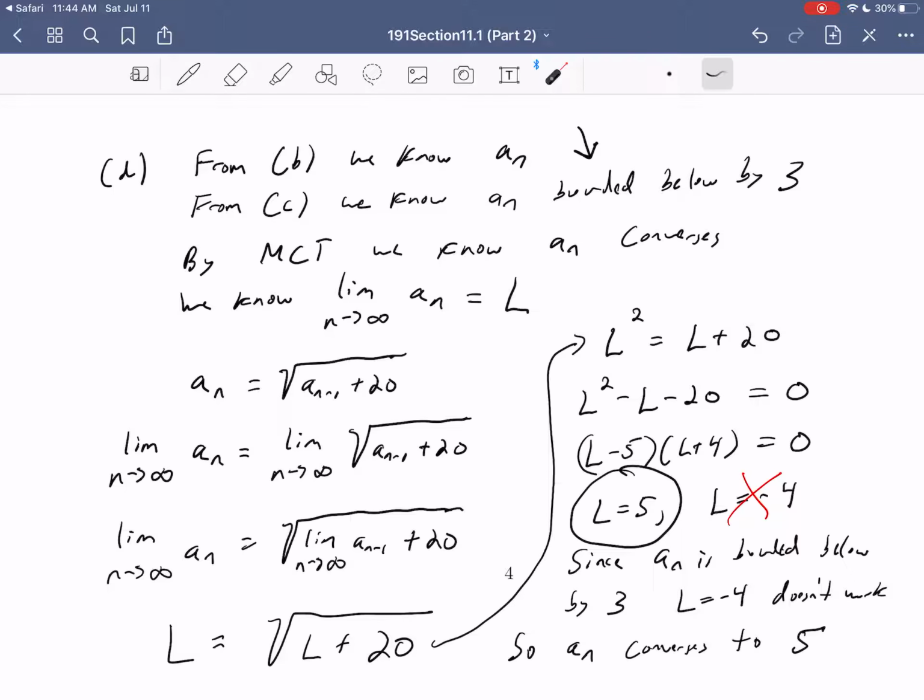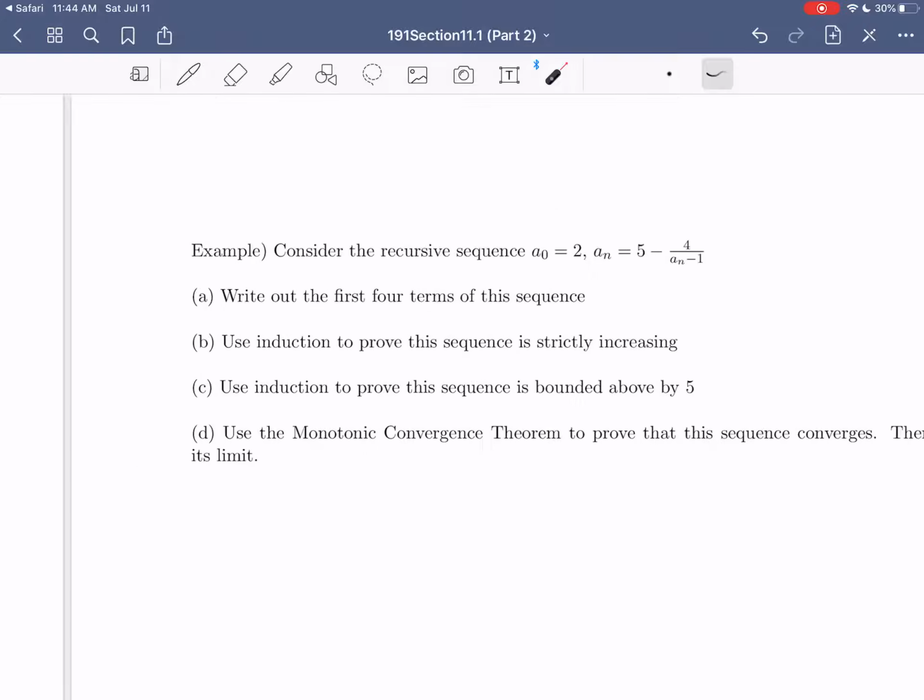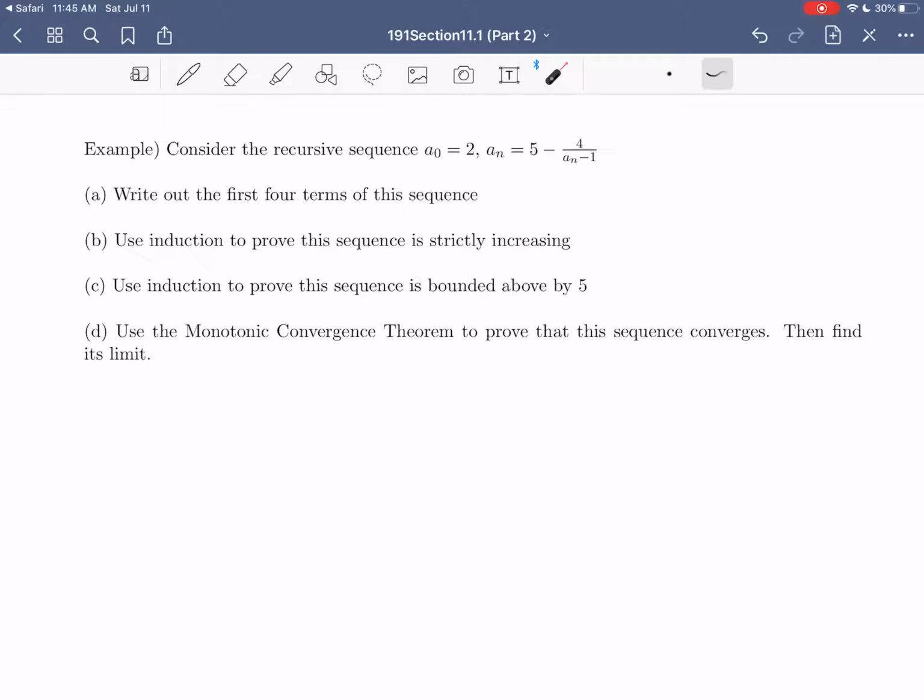Okay, let's go ahead and try one more of these just to really show you that even though we'll have a different recursive sequence, the structure is going to be very similar. All right, so let's go ahead and consider this recursive sequence. So we have a sub 0 equals 2, and then a sub n. So the way we step forward is we do 5 minus 4 over a sub n minus 1. And just to make sure that's clear, it seems like it's sort of misprinted a little bit there. This should be a sub n minus 1. So that's the previous term.